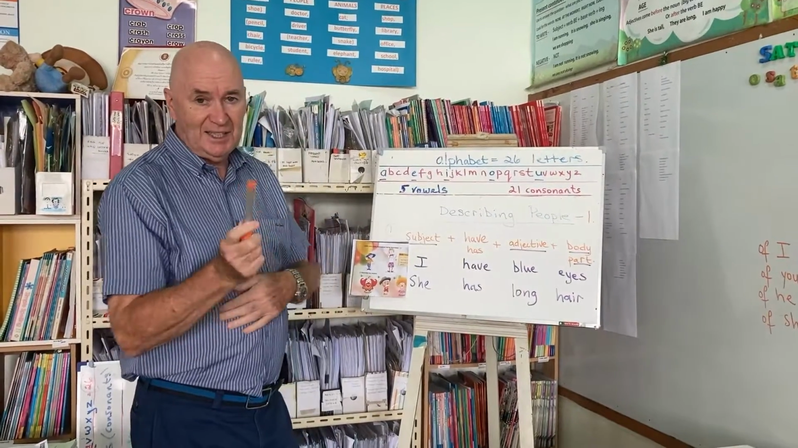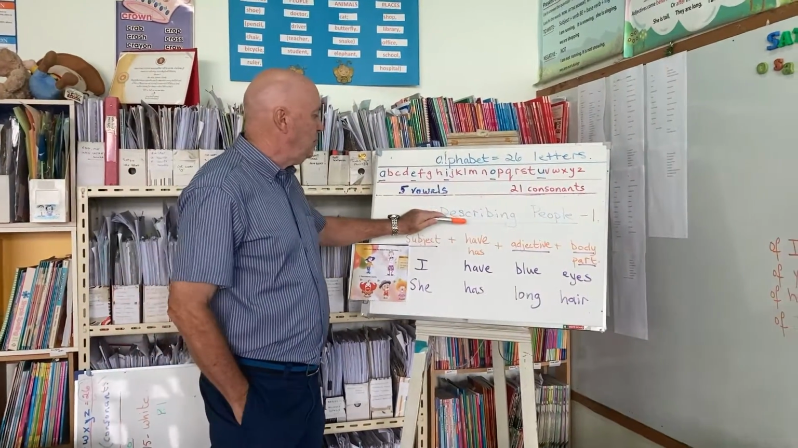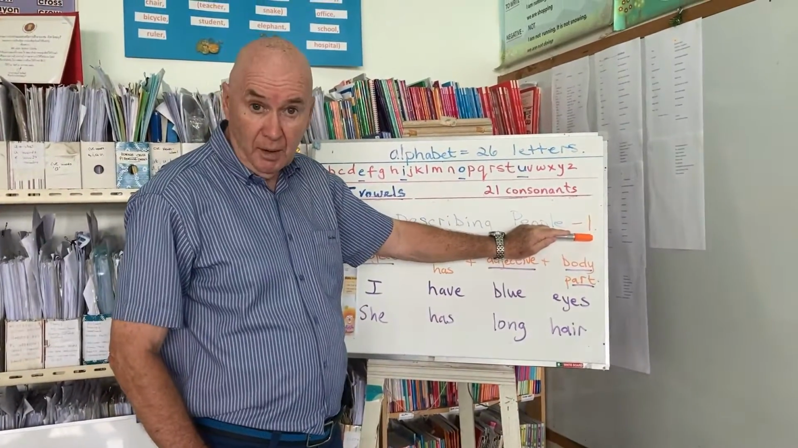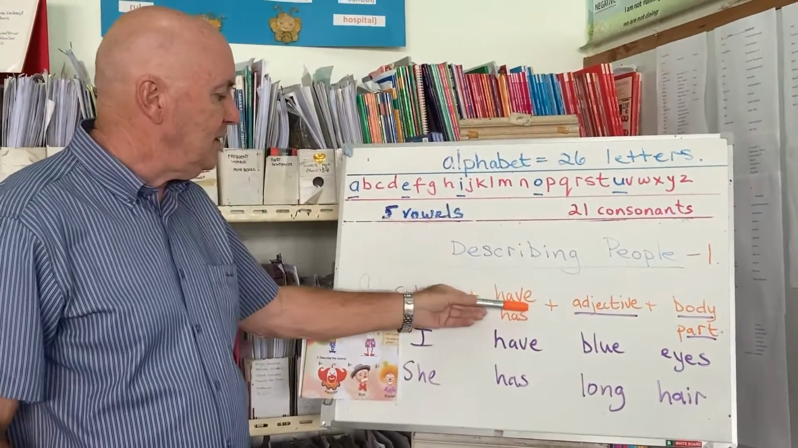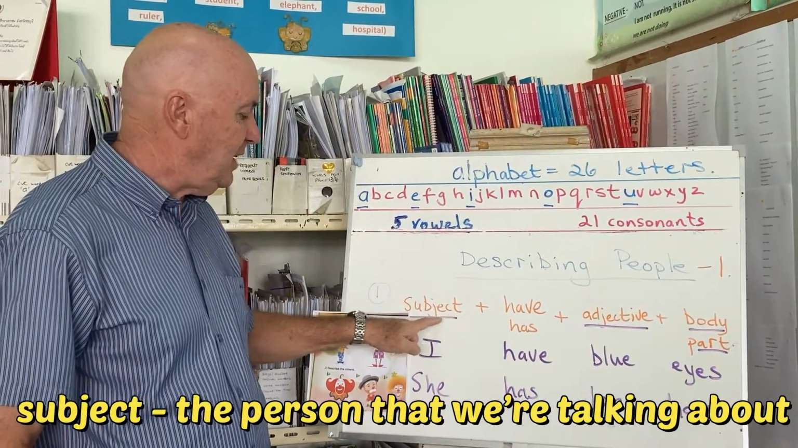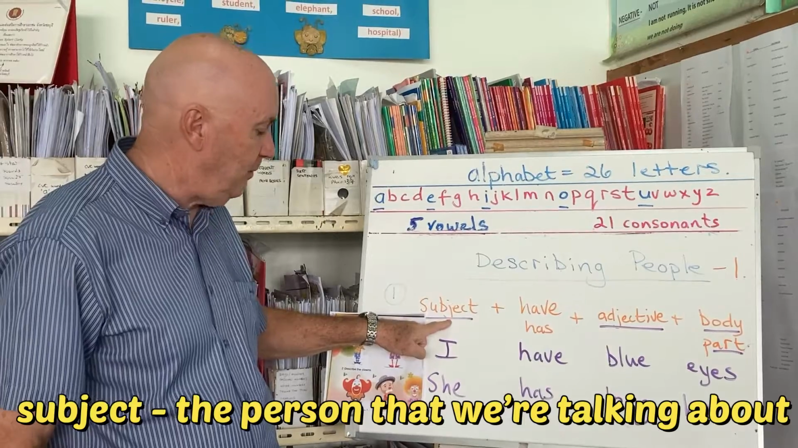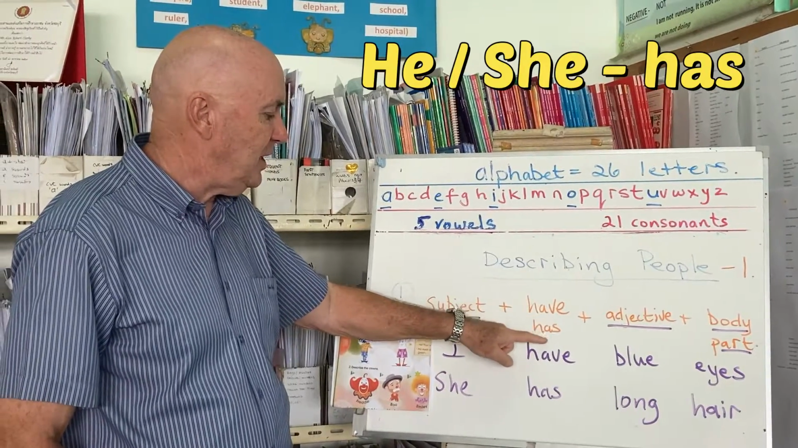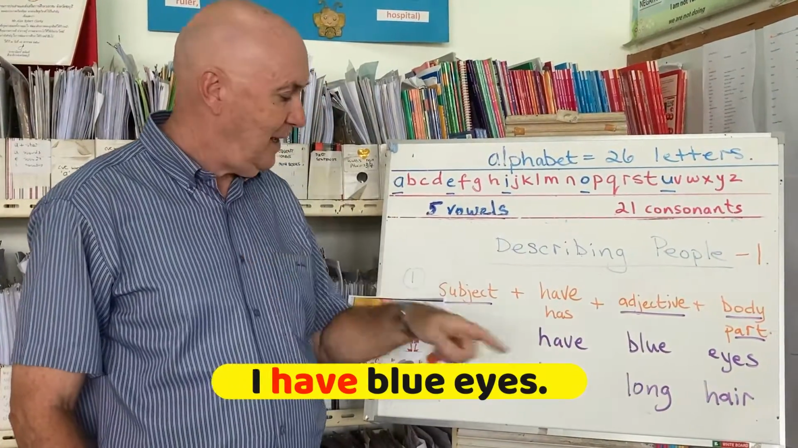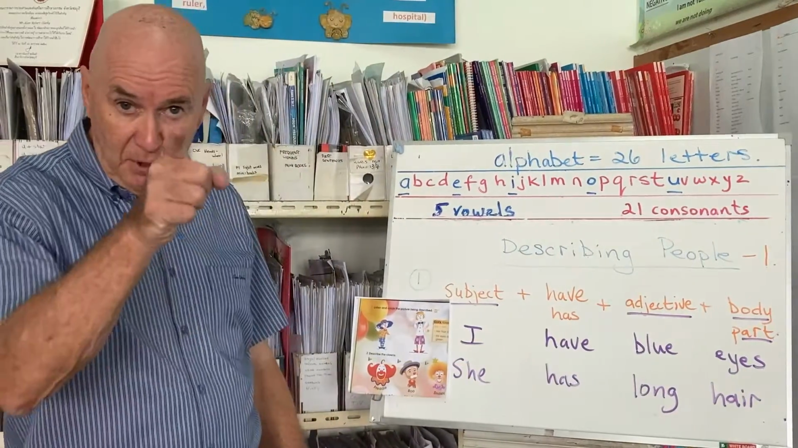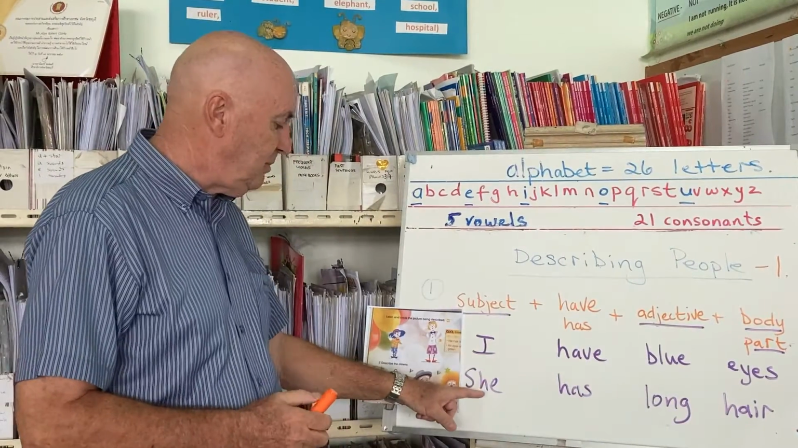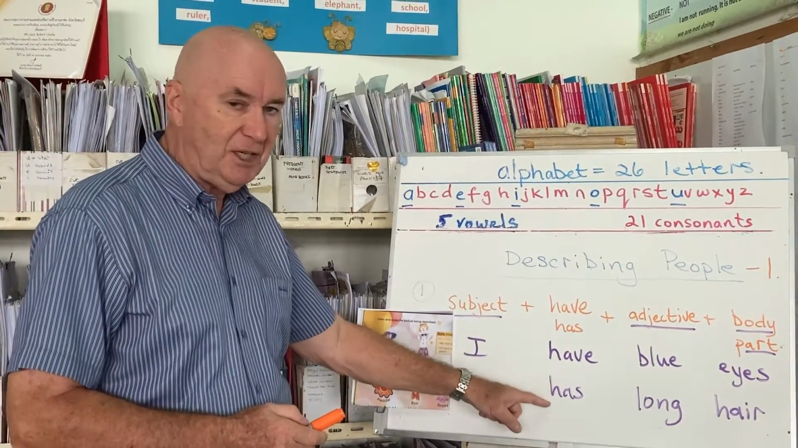So, last lesson, we looked at how to describe people. And I'm going to call this describing people number 1, okay? And we looked at using the verb have, and we said, if our subject, the person that we're talking about, is he or she, we have to change have to has. So you would say, I have blue eyes, but you have dark eyes. But if our subject is he or she, then we change have to has.